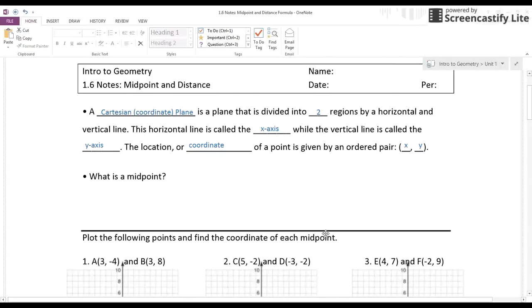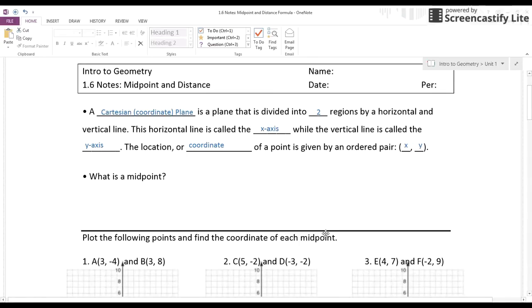Today we're going to be looking at some geometry with our familiar concept, the Cartesian plane or the coordinate plane. So remember that the coordinate plane is a plane divided into two regions with a horizontal and vertical line, which we call the x-axis and the y-axis. The x being the horizontal, the y being the vertical. The location of the coordinate of a point is given by that ordered pair x comma y. Remember, always x, then y.